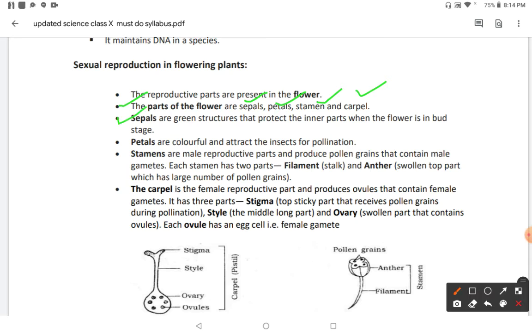Sepals are green structures that protect the inner part when the flower is in the bud stage. Petals are colorful and attract the insects for pollination. Stamens are male reproductive parts and produce pollen grains that contain male gametes.